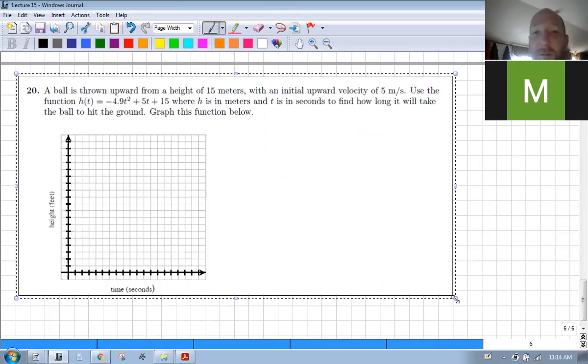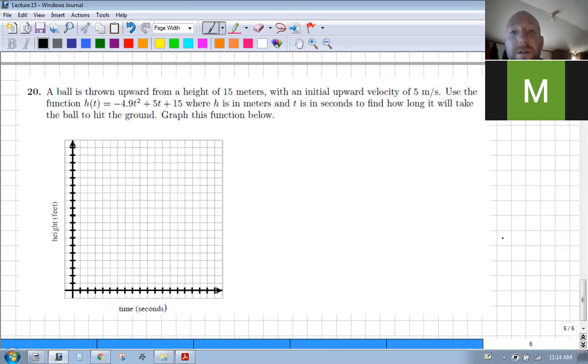All right, a ball is thrown from a height of 15 meters with an initial upward velocity of 5 meters per second. Use the function h of t, where h is in meters, t is in seconds, to find how long it will take the ball to hit the ground. Graph this function below. All right, well, it starts at a height of 15 meters. You can see, because if you plug in a 0, you're left with 15, right? So we start off at 1, 2, 3, 4, 5, 6, 7, 8, 9, 10, 11, 12, 13, 14, 15. That's where we're starting off.